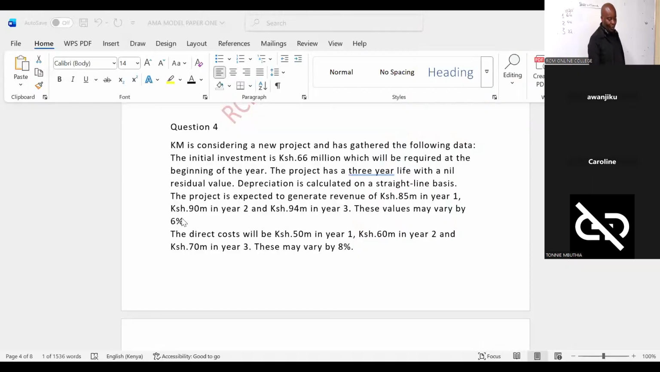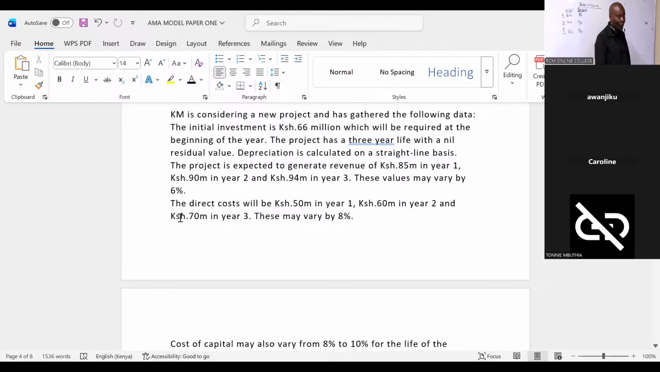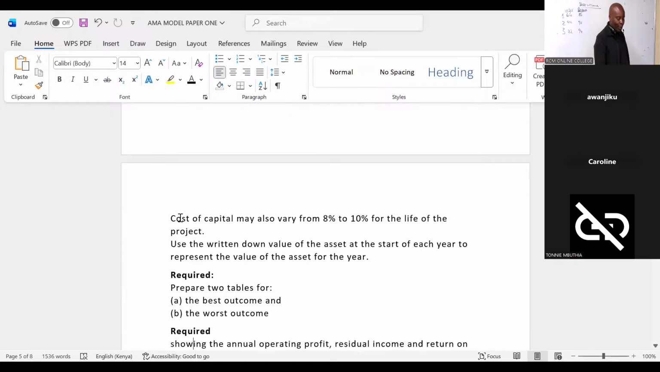All right. So we are told here that the project is expected to generate revenues of 85, 90, and 94 in year 3. These values may vary by 6%. Varying means each year could either increase by 6% or reduce by 6%, either way.